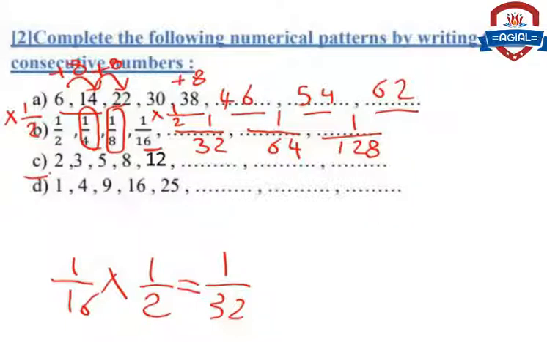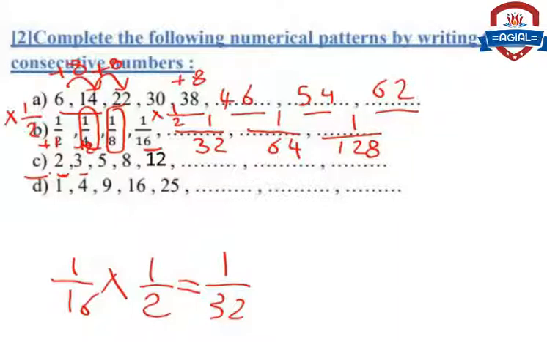Now, letter C. We have 2, 3, 5, 8, 12, then space, space, space. So we need to find out the particular rule here. Now think and try to solve this. We have 2, then we have 3. So we add 1. If we add 1 to the number 2 equals 3. And from 3 to 5, if we add 2, the number would be 5. 3 plus 2 equals 5.